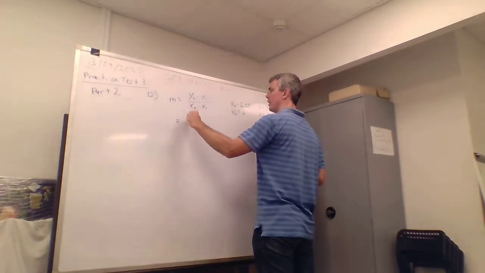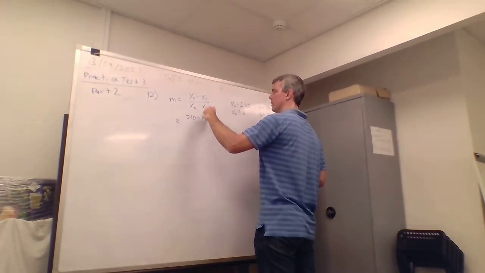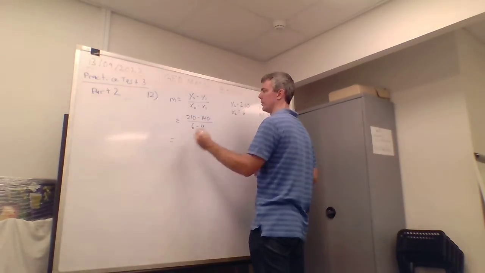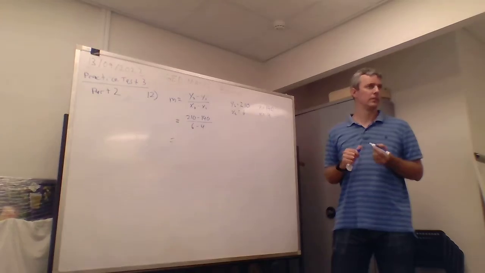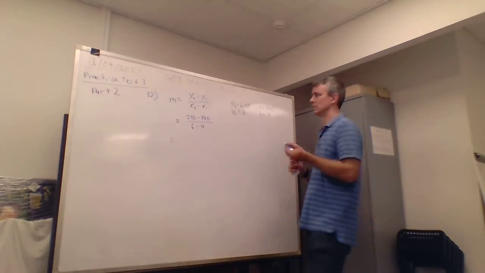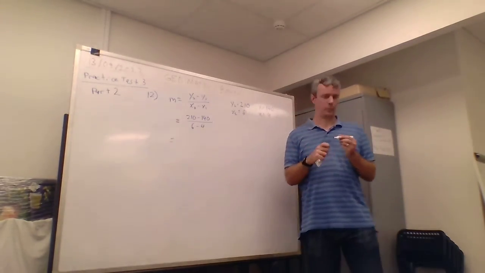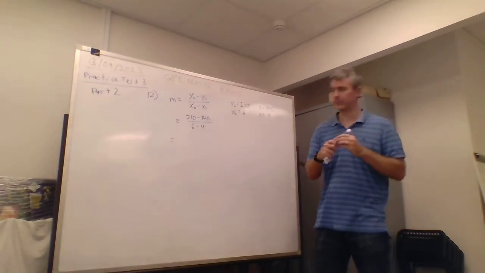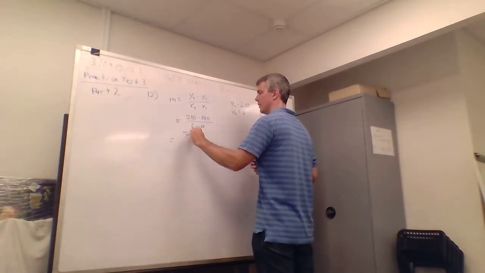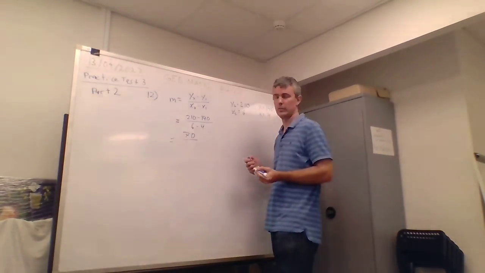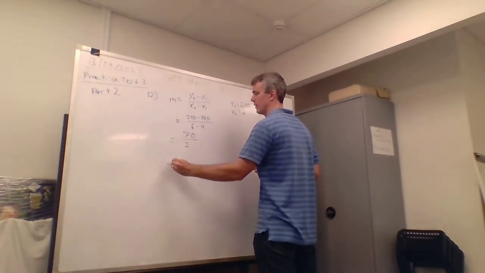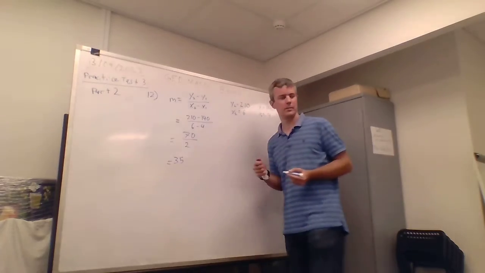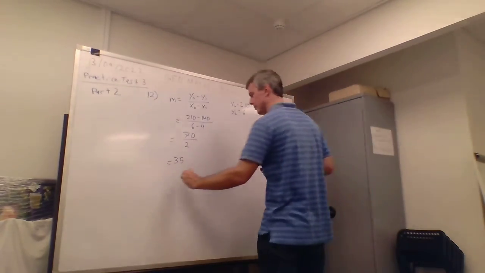So it's 210 minus 140 over 6 minus 4. What is 210 minus 140? It's 70. What's 6 minus 4? 2. And 70 divided by 2? 35. Is that one of our options? Yes, it is. There we go.